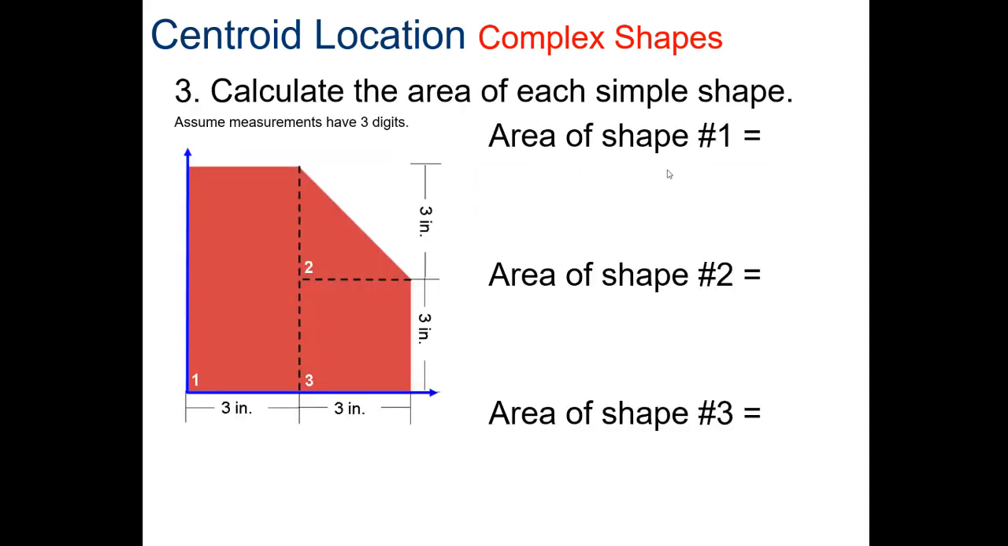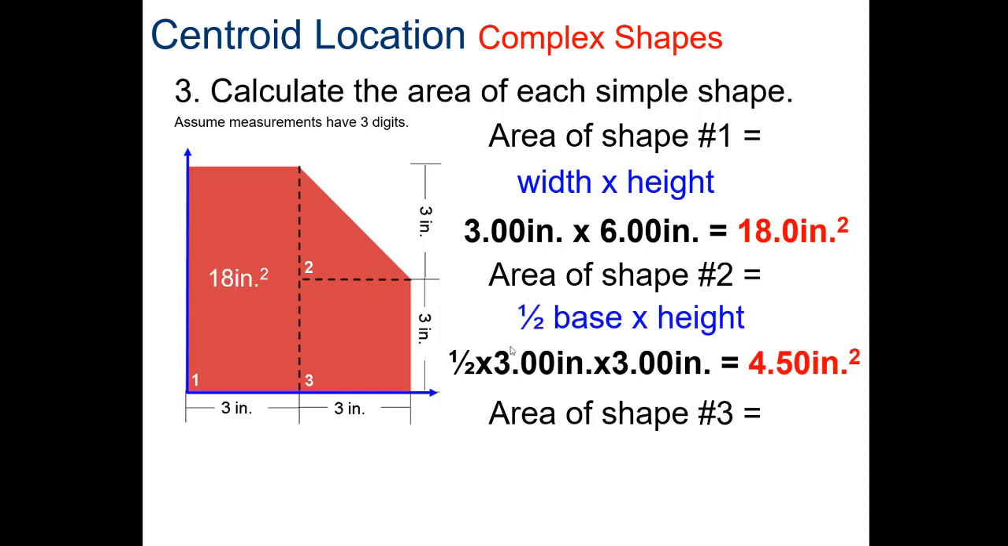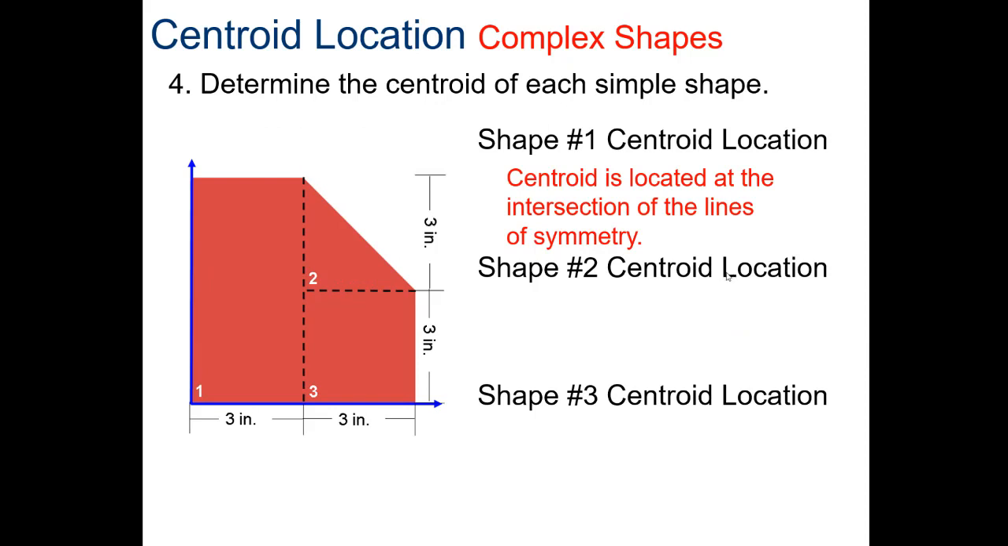So area of shape 1. Shape 1 is 3 by 6, right? 3 and 3 is 6. 3 by 6 should be 18 inches squared. Area of shape 2, one half base times height. So 3 times 3 is 9, times one half is 4.5. And then here we just have 3 squared, so 9. Okay, so there we can go and fill in a table. And in a second, I'm going to show you that table.